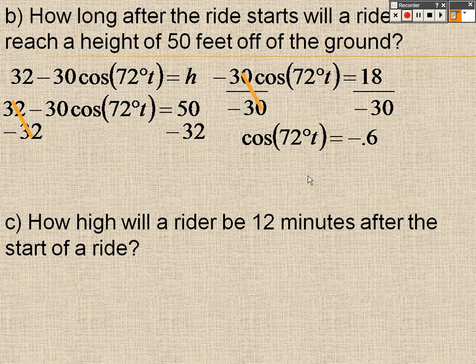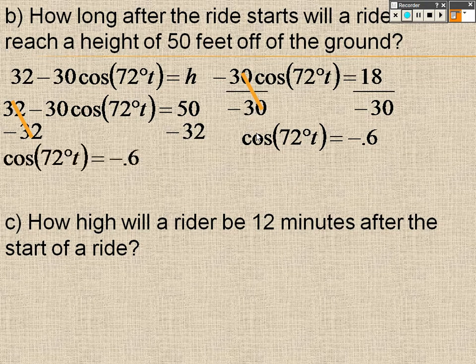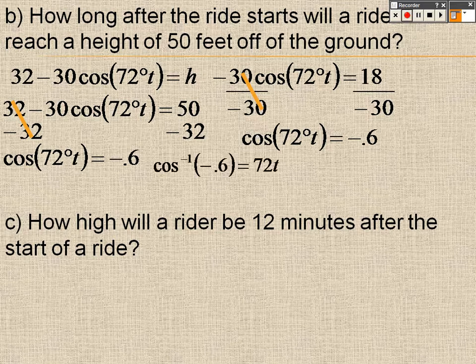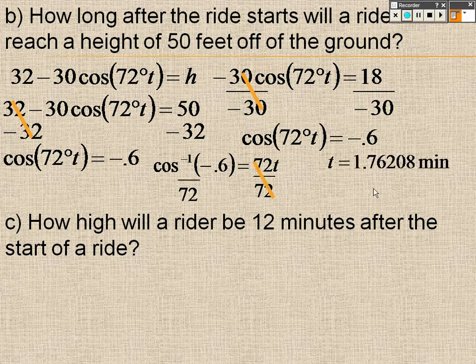So to get this by itself, I have to do cosine inverse on both sides because those are inverses, like with logs, we talked about them, natural log and e cancel out. Well, cosine and inverse cosine will cancel each other out. So cosine inverse of this side equals the 72t, and I would divide both sides by 72. So you get roughly 1.76 minutes, which is about 106 seconds, right?